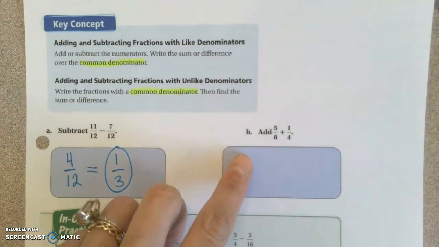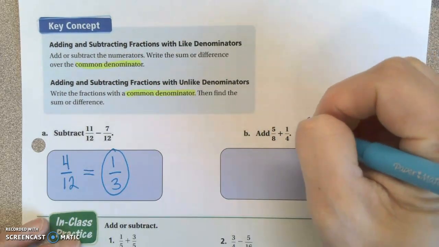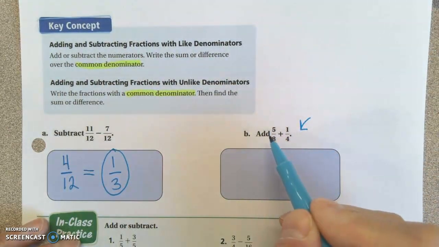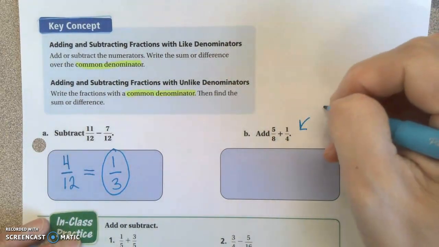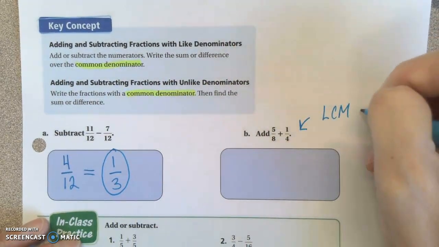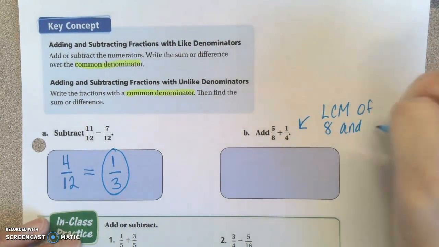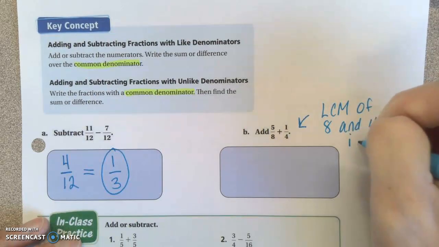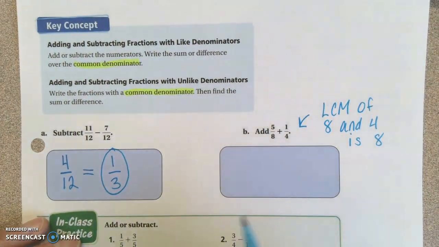Over here, letter B, I have 5/8 and 1/4. So when we find our common denominator, remember it's going to be the LCM of your two denominators. So I'm looking for the LCM of 8 and 4, and the LCM of 8 and 4 is 8. So that's what I'll use as my common denominator. That means I can leave 5/8 the way it is.